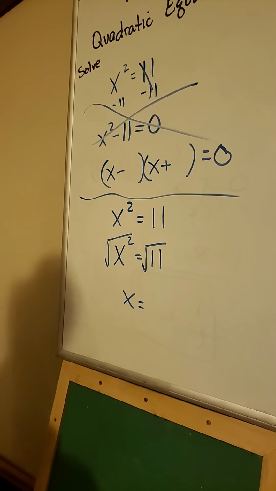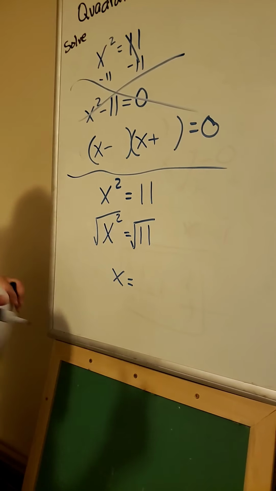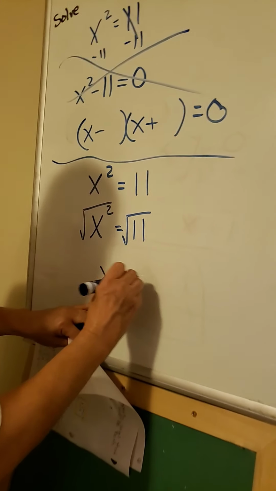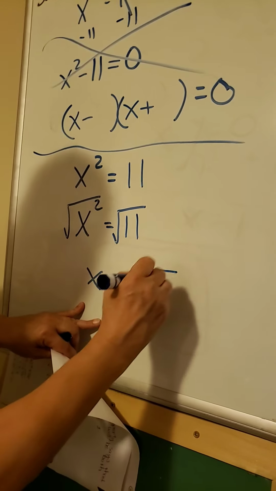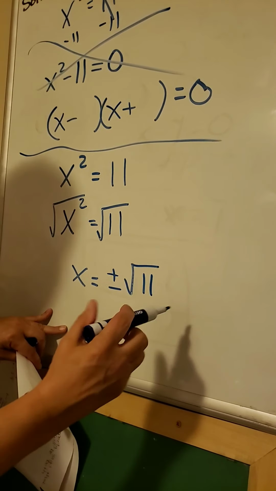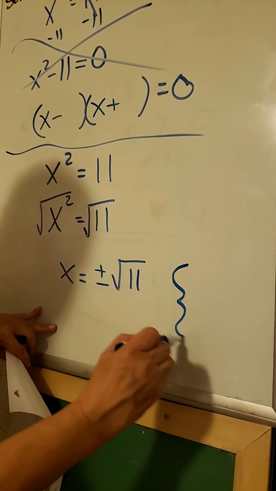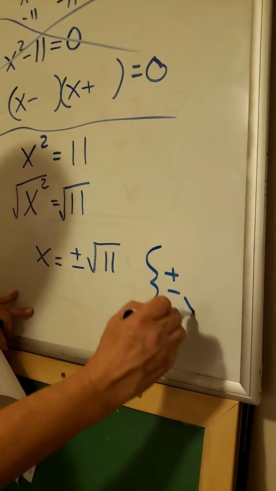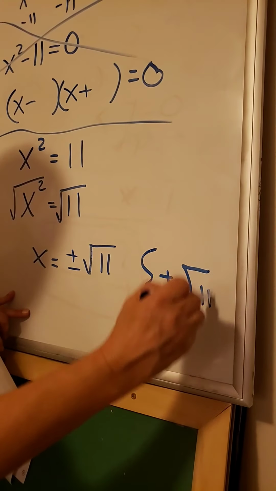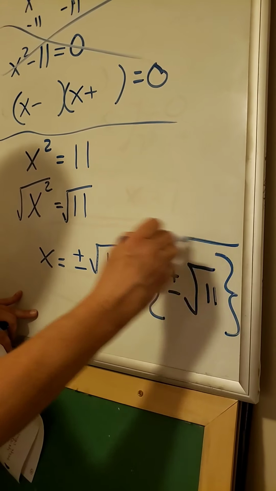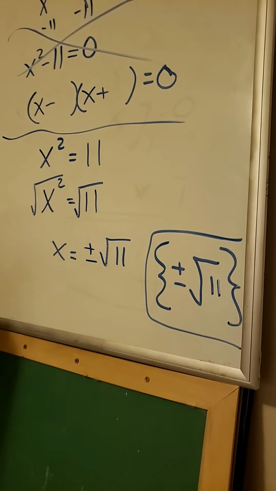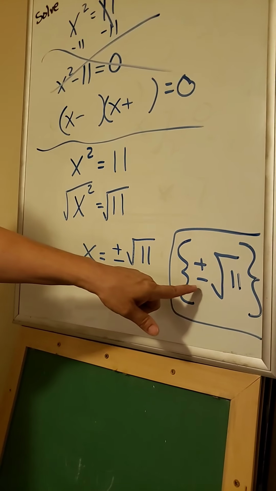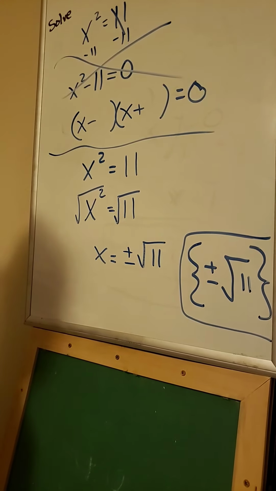Now, the square root of 11 is going to be some long decimal. So it's okay for you just to go like that. And in my solution set, that's just what I'm going to write. I don't want you to go ahead and write out the long decimal. I don't want that. I just want you to leave it as plus minus square root 11.